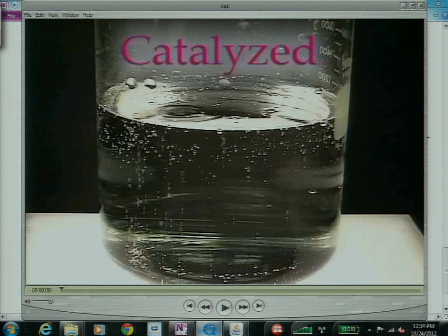Catalyst, however, you can also add a catalyst. What would a catalyst be in this case? Something that makes it easier for those itty-bitty bubbles to form.